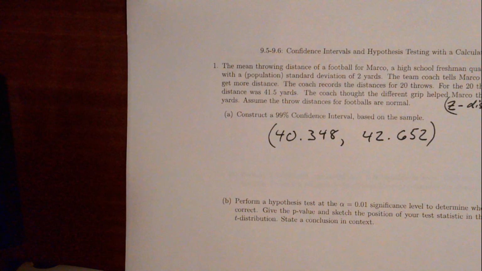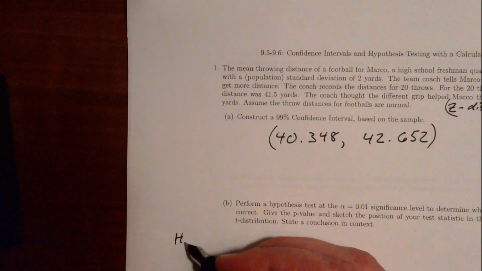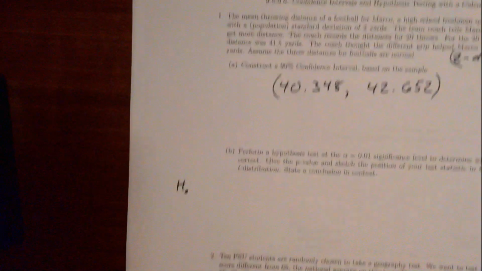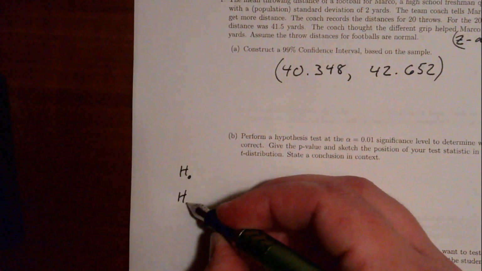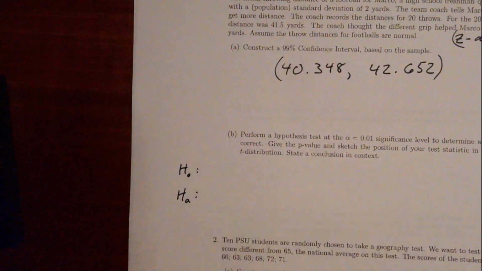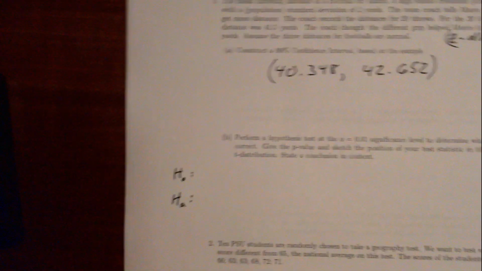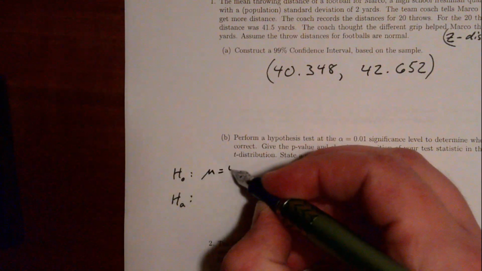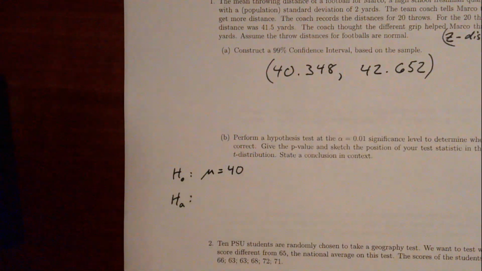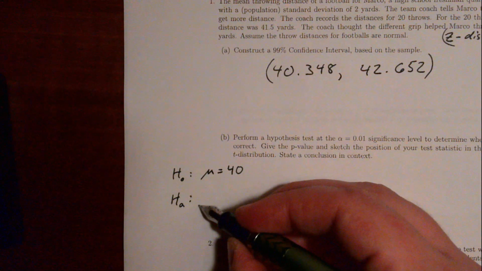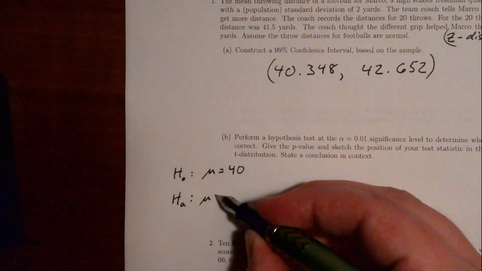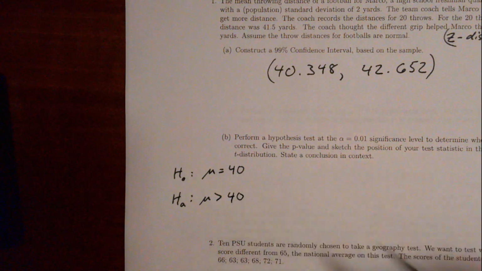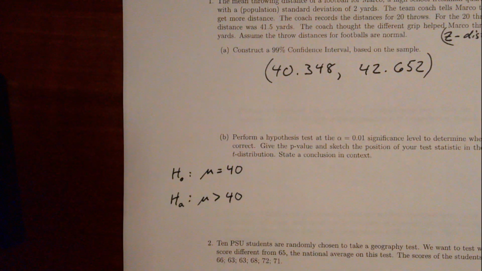So we want to do a hypothesis test. We have to make some decisions here. First off, we have to nail down for sure what are the null and the alternative hypotheses. So the null hypothesis is that nothing is different here. Everything is what you thought. It used to be a mean of 40. It's still a mean of 40. Okay, now the alternative. So if the coach is right, then the mean is not going to be 40 anymore now that Marco is using a new grip. The mean is supposed to be bigger than 40. So we know it's going to be a one-tailed test.